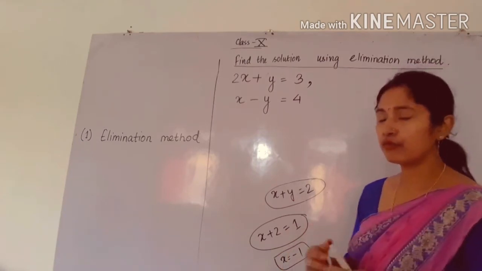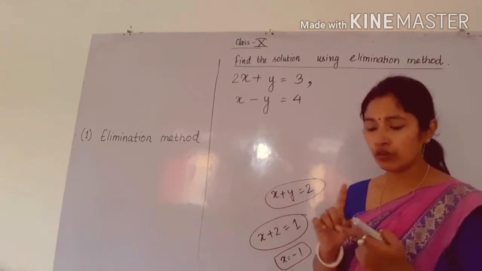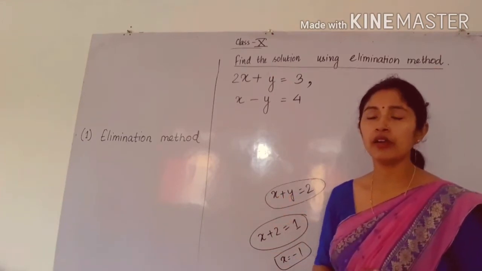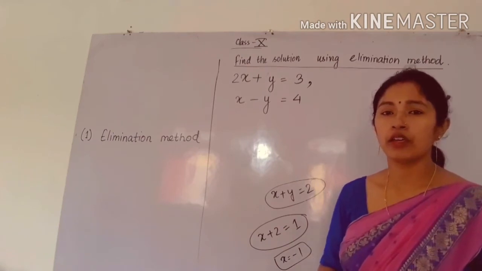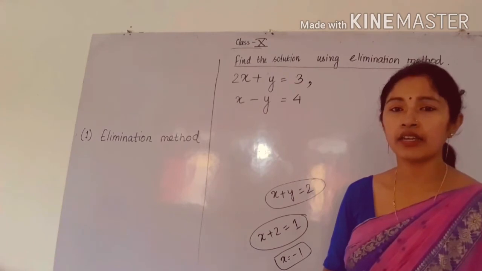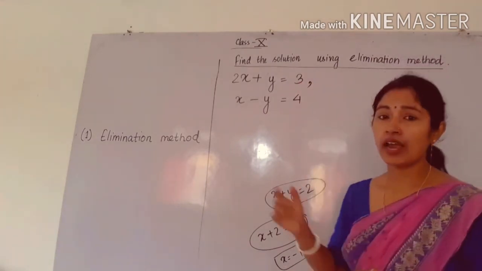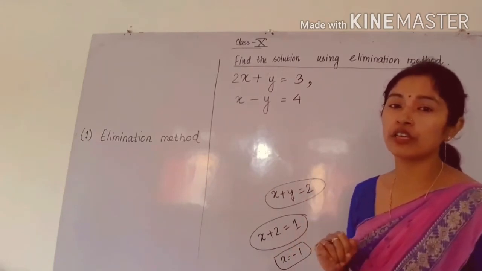So how to find the exact solution when there are two variables? Remember, whenever there are two variables, two equations should be given. If there are no two equations, then we cannot find an exact solution. So here, see, there are two variables and the two equations are also given.